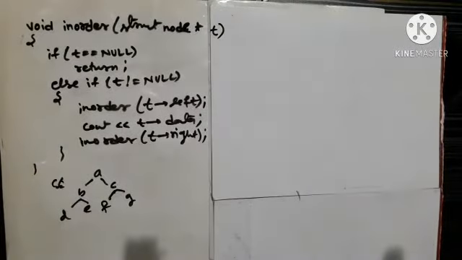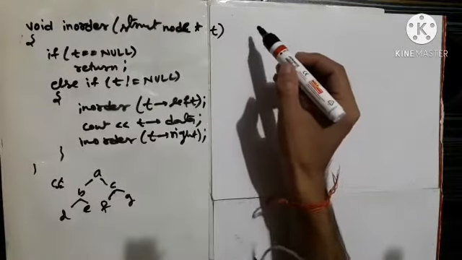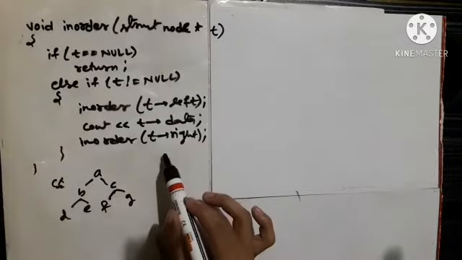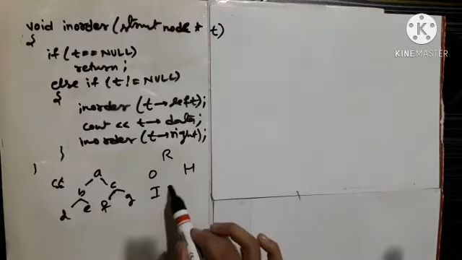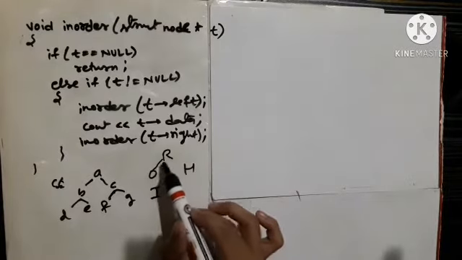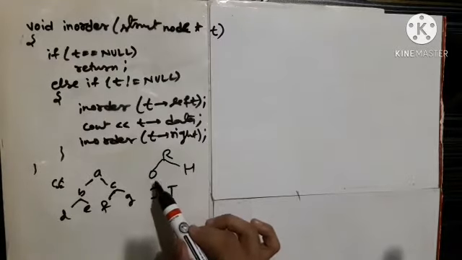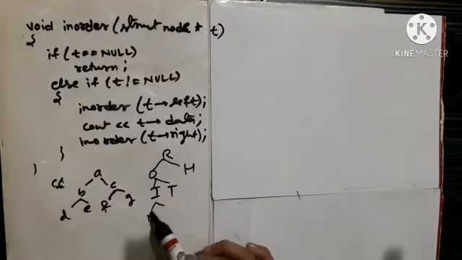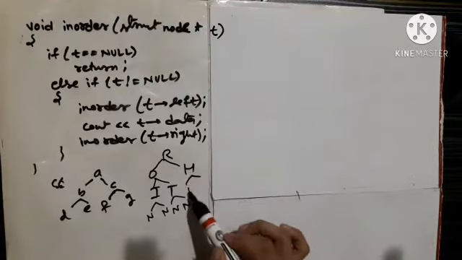Now listen to me very carefully. Suppose in tree data structure, there is a tree. Say it is R, O, H, I, and T. R has two children, O and H. O also has two children, I and T. And I has no children, that means null. T has also no children, so it is null. And H has also no children, so it is null.